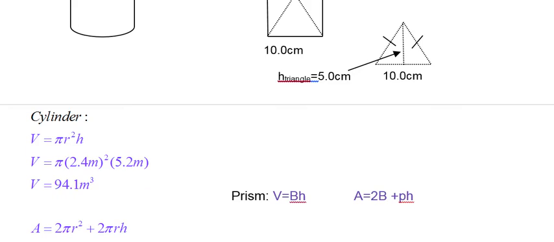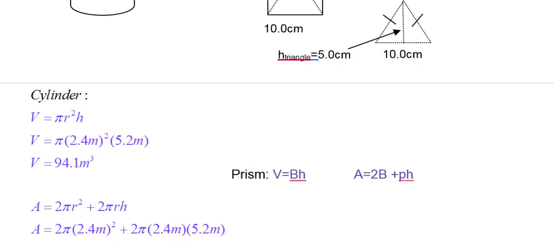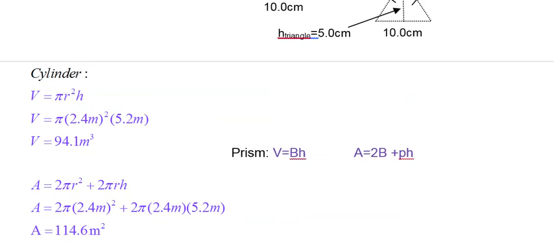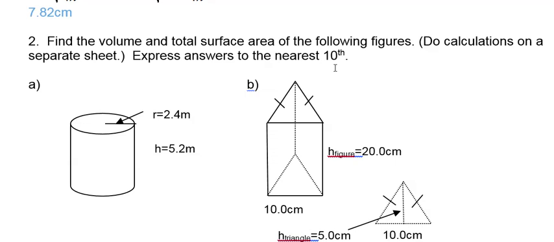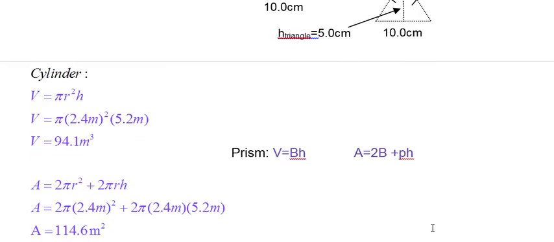Then, when we're looking at the area, 2 pi r squared plus pi r h, again we can plug that all in, and we get a value of 114.6. And I think for both of those I said to express to the nearest tenth, so we went to the nearest tenth. So there's our cylinder. The prism, though, is more complex.